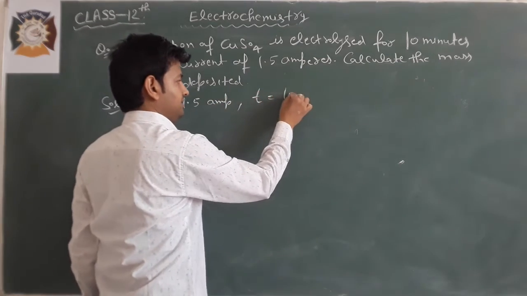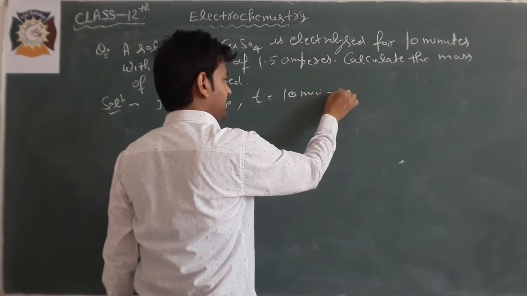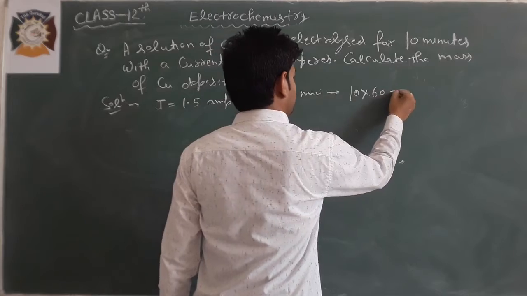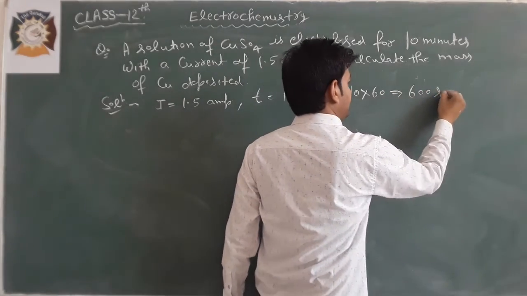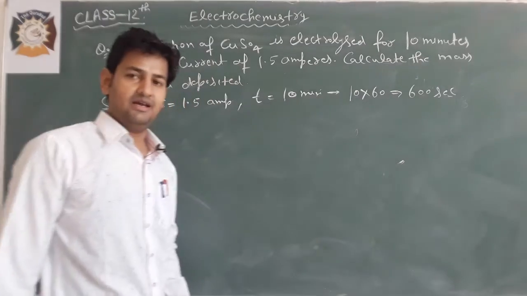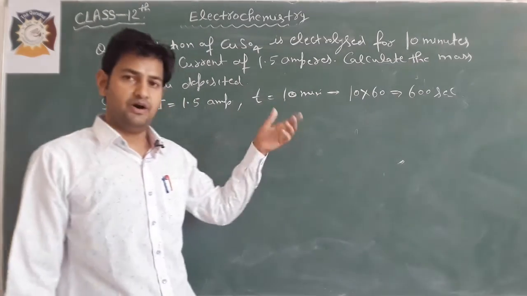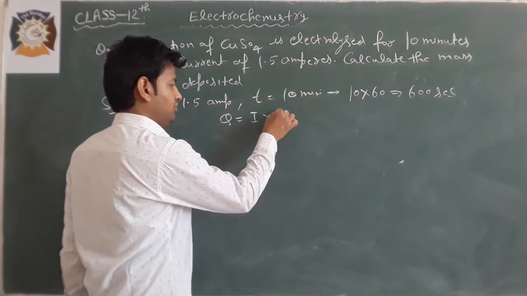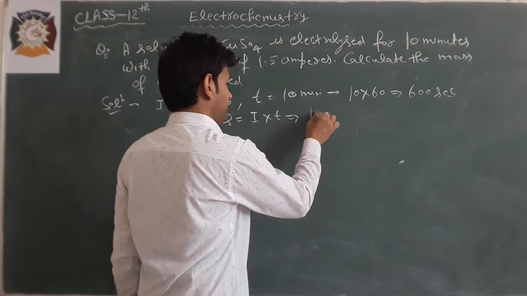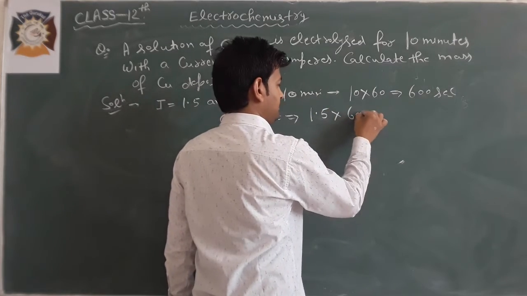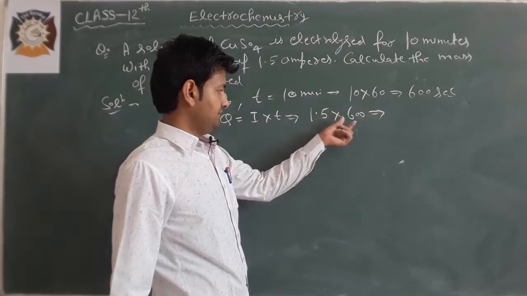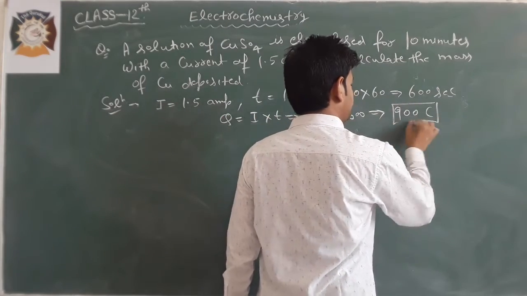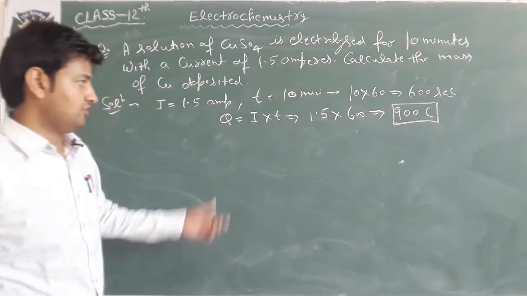Time given is 10 minutes. 10 minutes can be converted into seconds. It is 10 into 60, which comes out to be 600 seconds. So we can calculate the total amount of charge passed through the solution: Q is equal to I into T. Current is 1.5, time is 600, so it comes out to be 15 into 60, which is 900 coulomb of charge passed through the solution of copper sulfate.